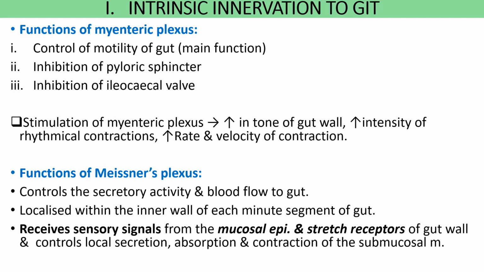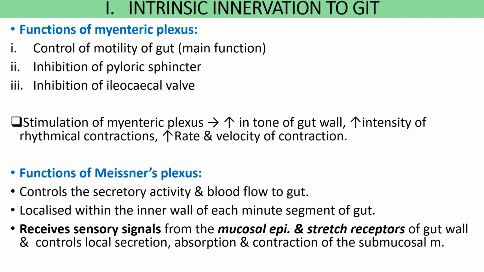Whenever there is stimulation of the myenteric plexus, it will always cause gut motility. So, stimulation of the myenteric plexus, via various neurotransmitters or tactile stimulation, will lead to an increase in the tone of the gut wall, as well as an increase in the intensity of the rhythmic contractions of the gut, and an increase in the rate and velocity of the contraction. Ultimately all this will lead to rapid movement of the GI or gastrointestinal wall.